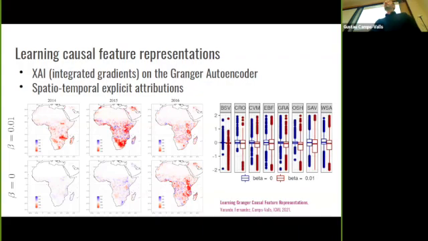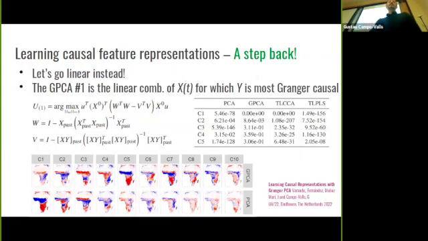So that's why we said, okay, let's take a little step back and let's go linear. No fancy autoencoders, just linear algebra. And we designed this Granger PCA. The Granger PCA is very nice because in the end, it only involves an extra rotation, an extra orthogonal transformation of standard PCA, and it returns as the first principal component the linear combination of the input data for which Y is most Granger causal.